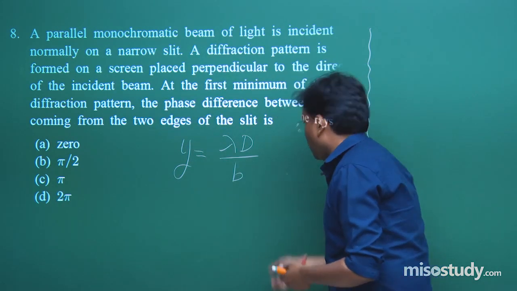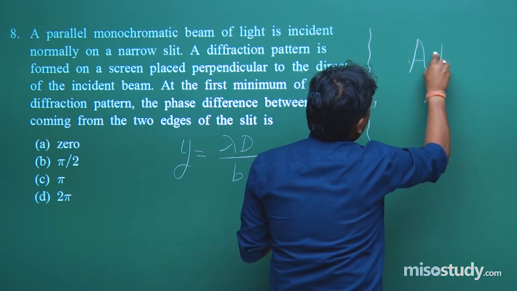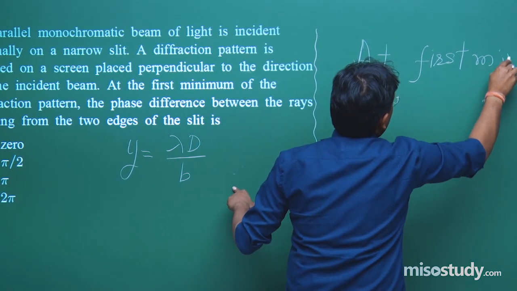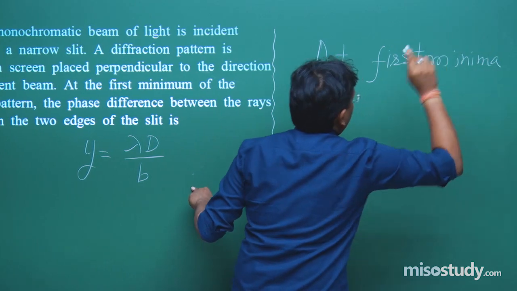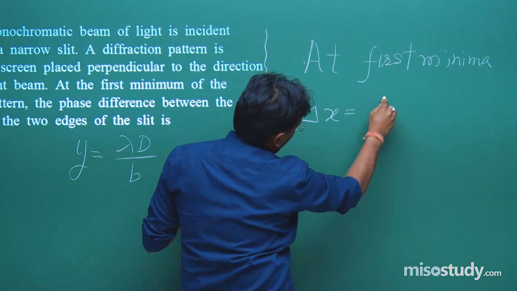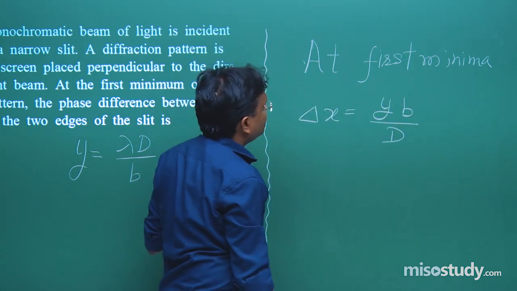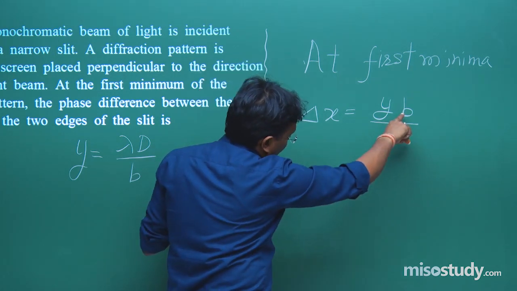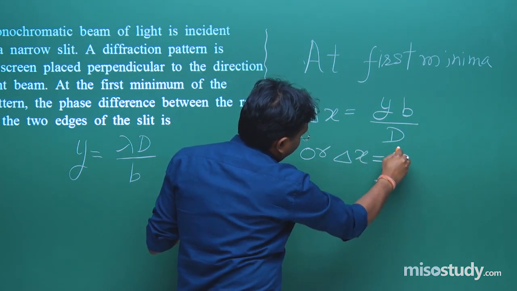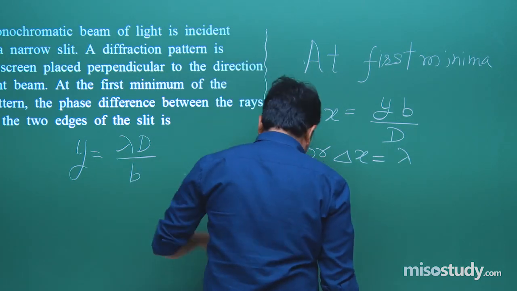So, I will write down, don't worry on that part. At first minima, delta x is equal to yb by d, or delta x is equal to lambda. Fine. That is why I mentioned this value over here.